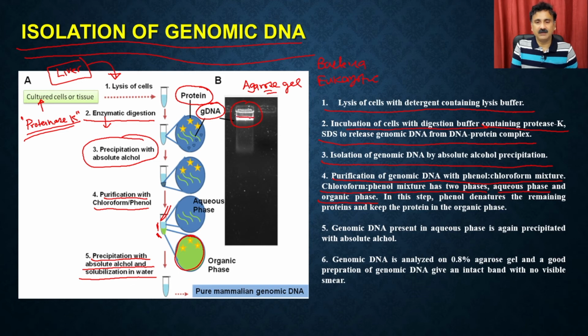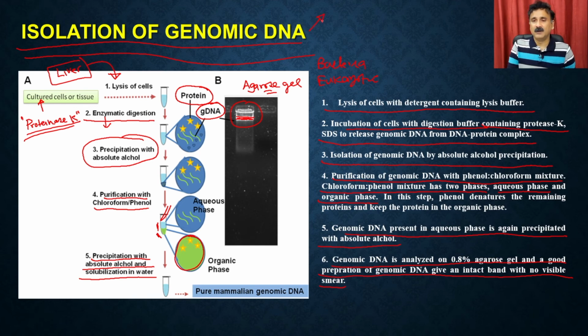What you see here, this white colored stuff, is the genomic DNA. One of the classical features of genomic DNA is that it is very heavy, right? So it will not run very fast. It remains very close to the well. The genomic DNA present in the aqueous phase is again precipitated with the absolute alcohol and analyzed on a 0.8% agarose gel, and a good preparation of DNA gives an intact band with no visible smear.